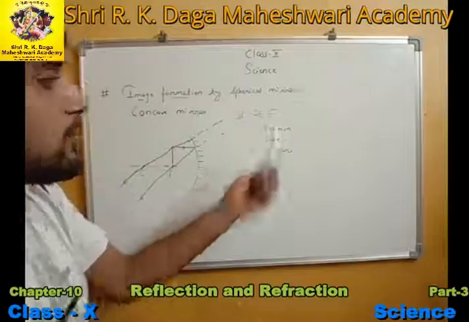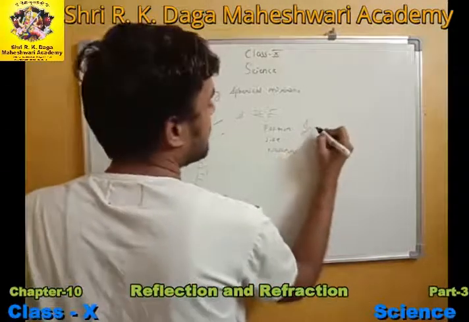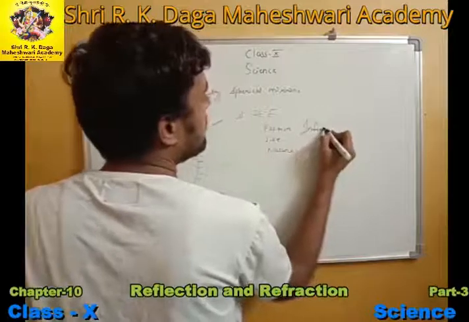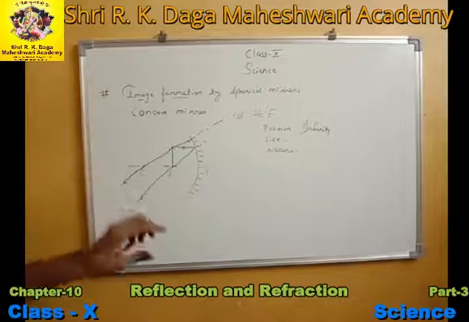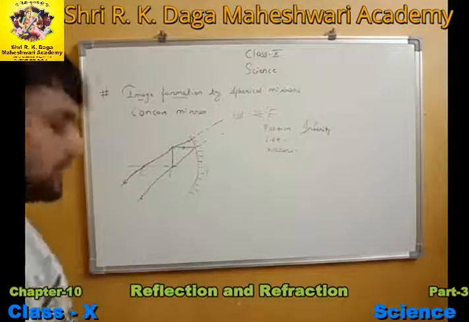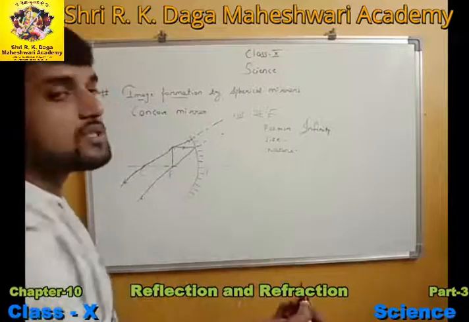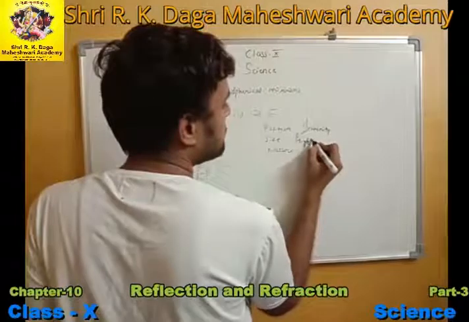So what will be the position of the image formed? The image will be formed at infinity, right? Since the rays do not meet each other, where do we get the image? We will get the image at infinity. Since the image is formed at infinity, it will be highly enlarged.